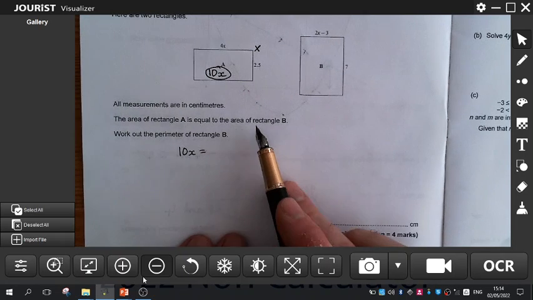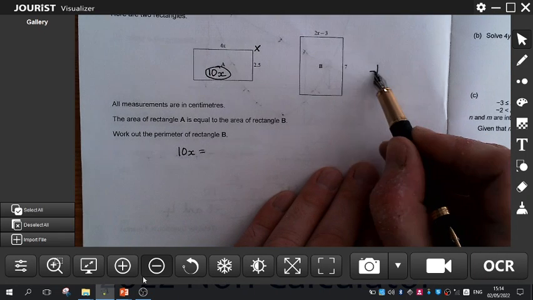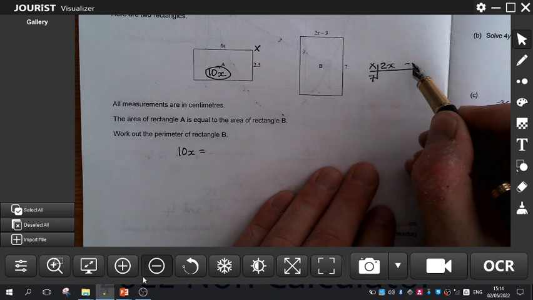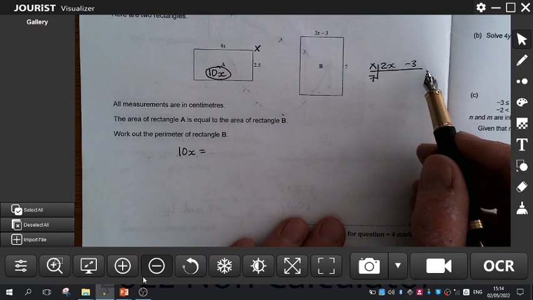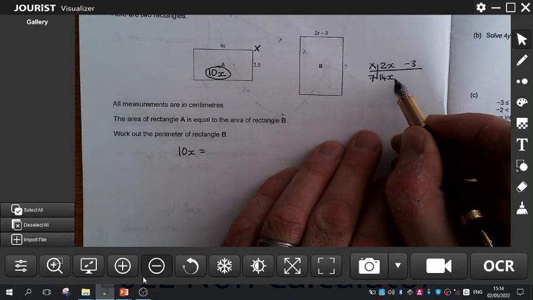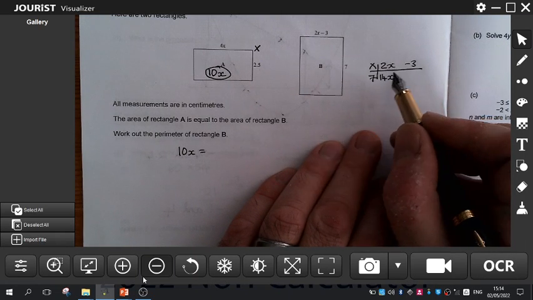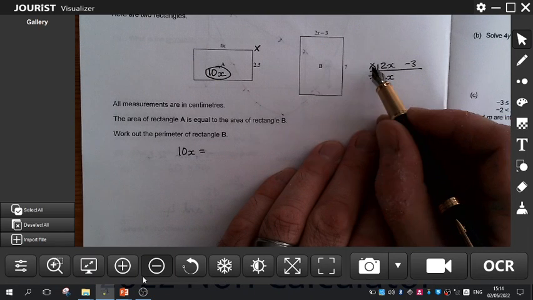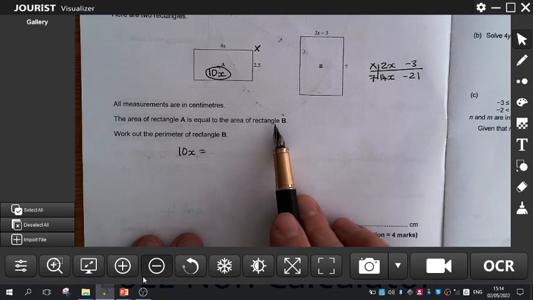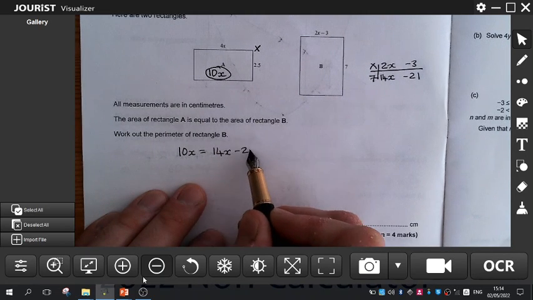Is equal to the area of rectangle B. So here I've got to do 7 times 2x minus 3. I don't know whether you would grid this or whether you do it in your head. 7 times 2x, we've got 14x. 7 times 3, don't forget it's times. I do see people occasionally write 10 here or 4. But 7 times 3 is 21. So clearly the area of rectangle B is 14x minus 21.